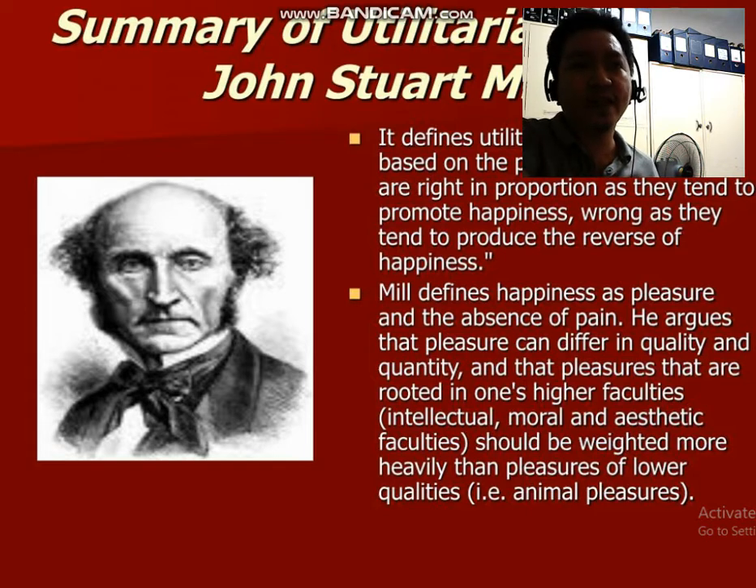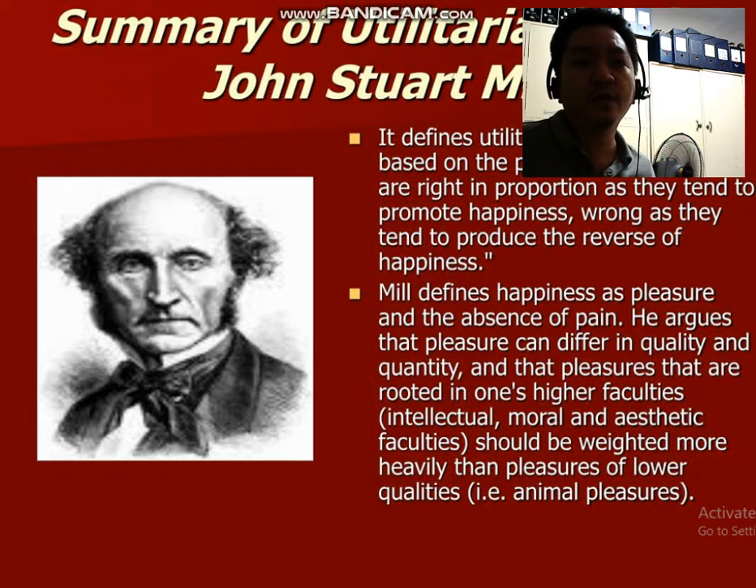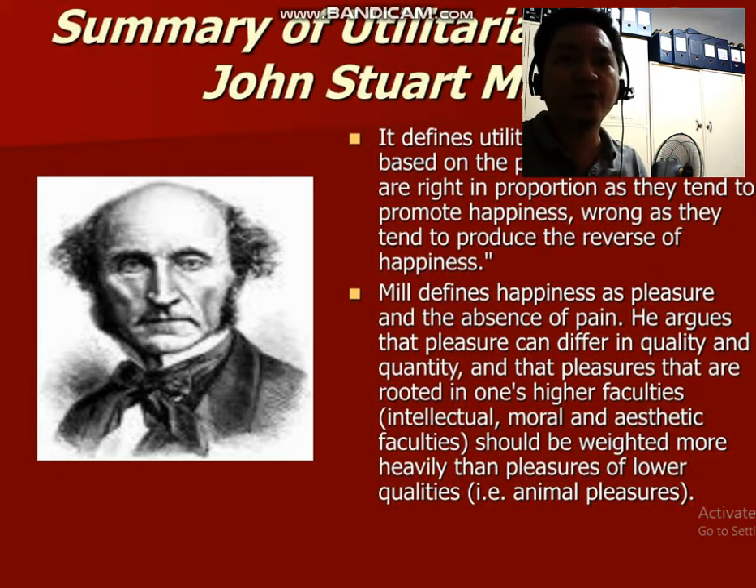So Mill defines happiness as pleasure and the absence of pain. He argues that pleasure can differ in quality and quantity, and that pleasures rooted in one's higher faculties, intellectual, moral, and aesthetic, should be weighted more heavily than pleasures of lower qualities. Later on, we will discuss more about how these two proponents differ in their ideas about utilitarianism.